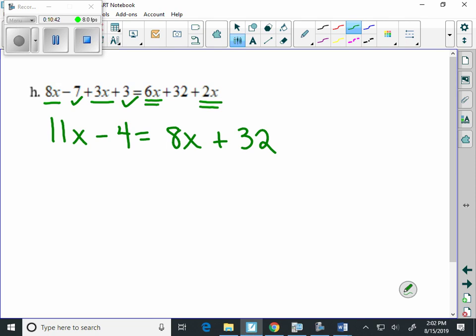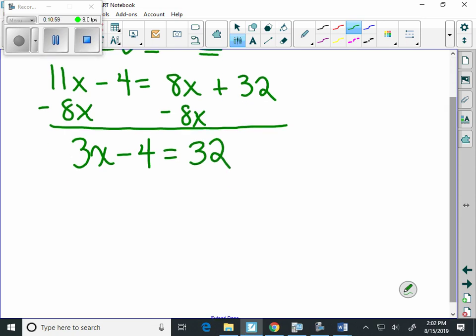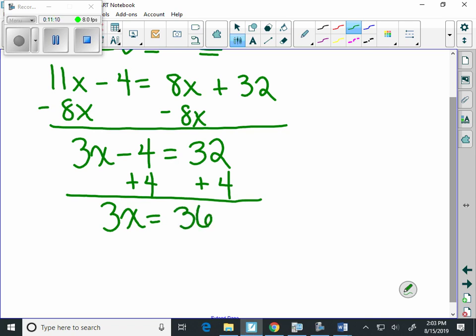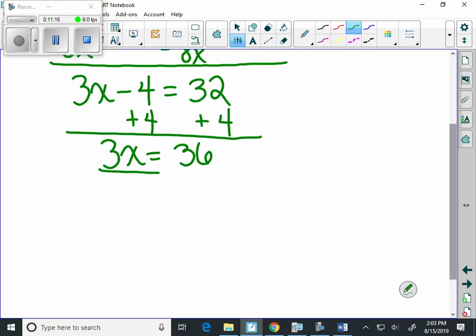We want to get all of the variables together, and we've got variables on each side. Subtract 8x from both sides. 11x minus 8x is 3x. And then we're going to move the 4 over to the other side. Since it's minus 4, we're going to add 4 to both sides. We get 3x equals 36. And finally, 3 times x. To undo multiplication, we divide. And we get x equals 12.